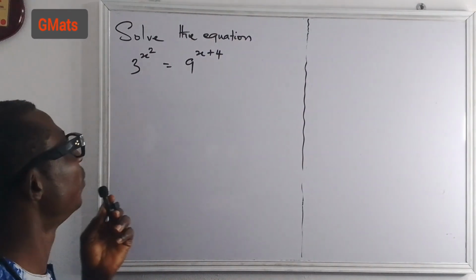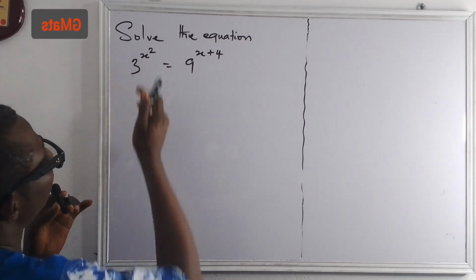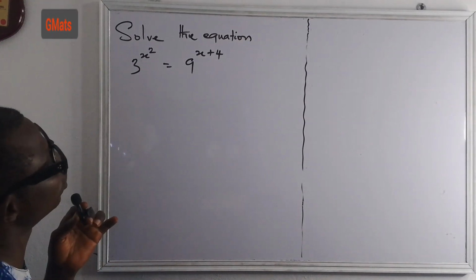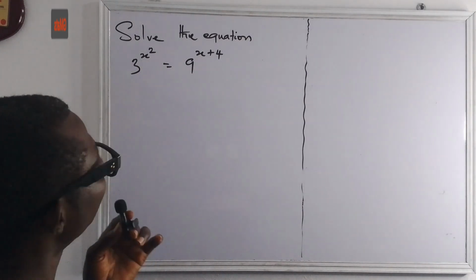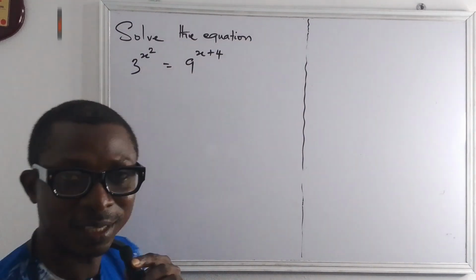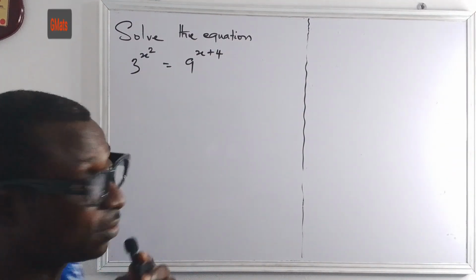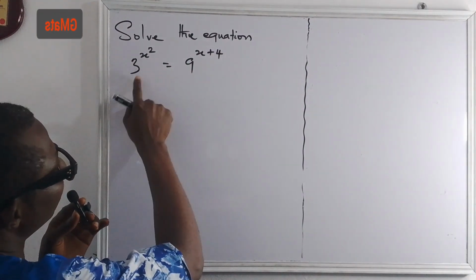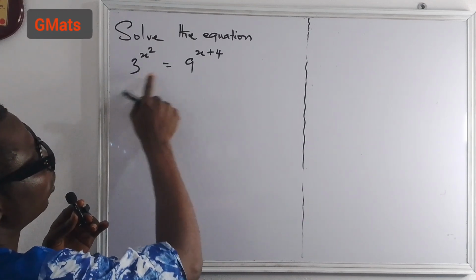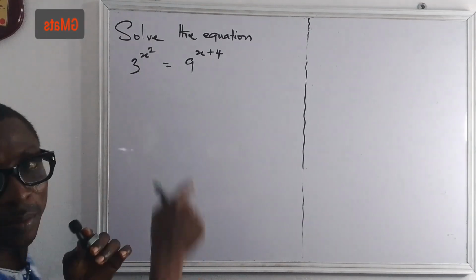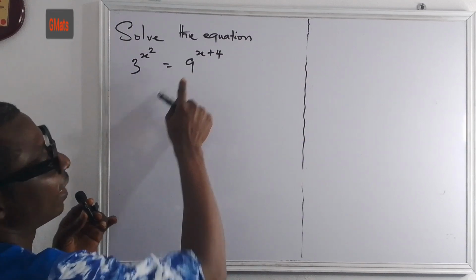Now, let's look at this problem. Solve the equation 3 raised to the power of x squared equals 9 raised to the power of x plus 4. Now, how do we solve this problem? The first thing you need to look at is the base here. You ensure that we have the same base, so you express 9 in index form.